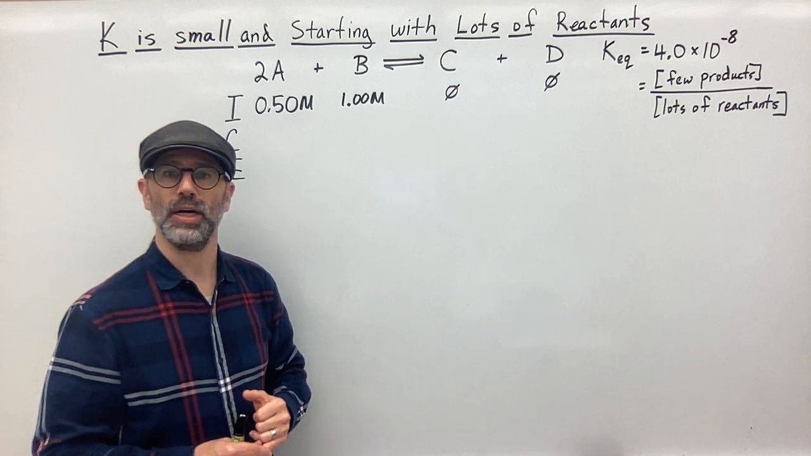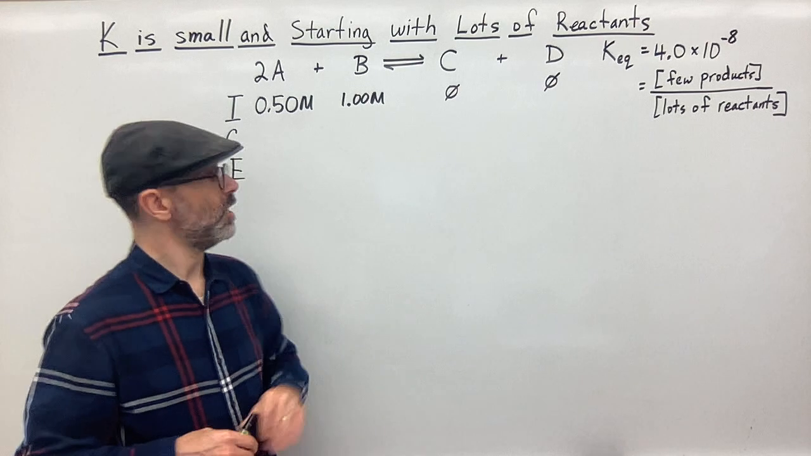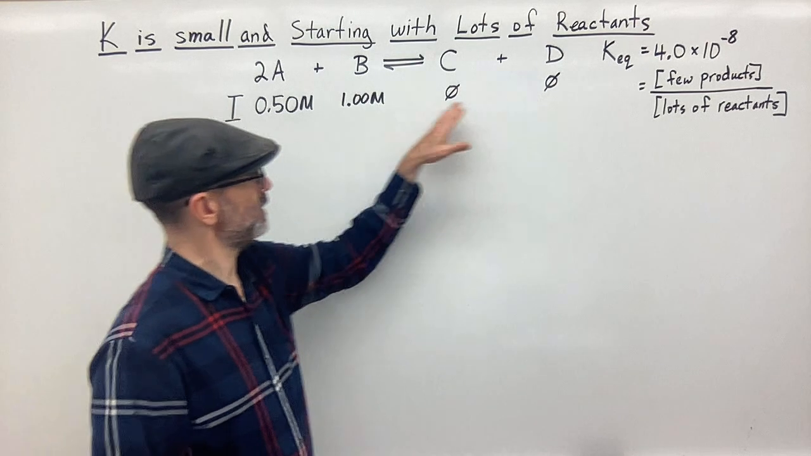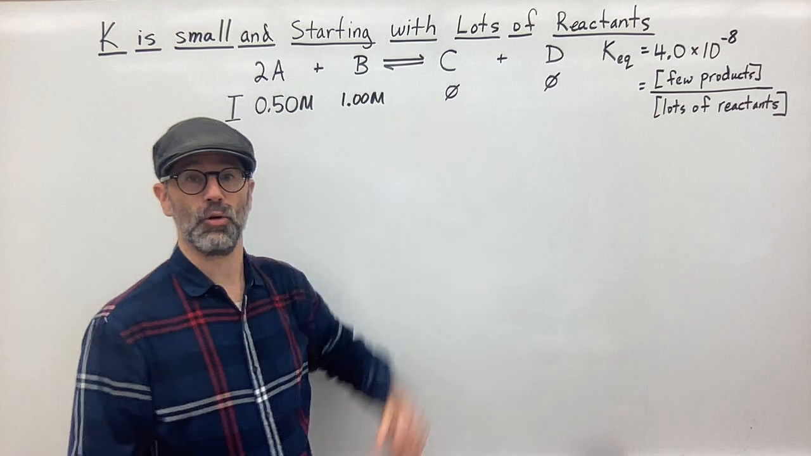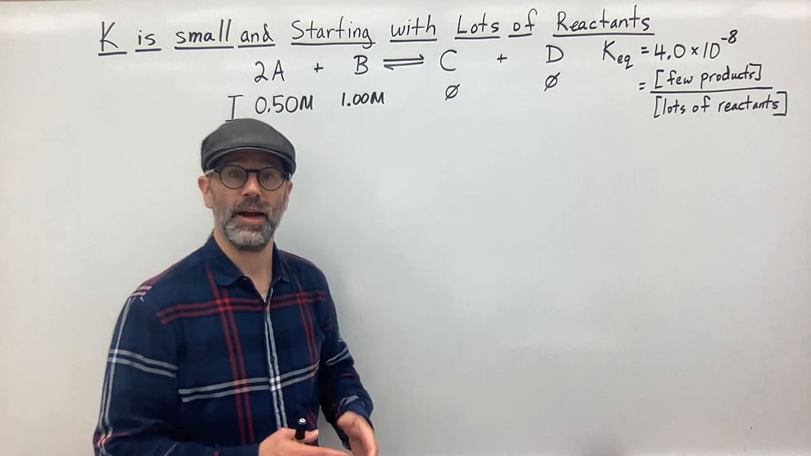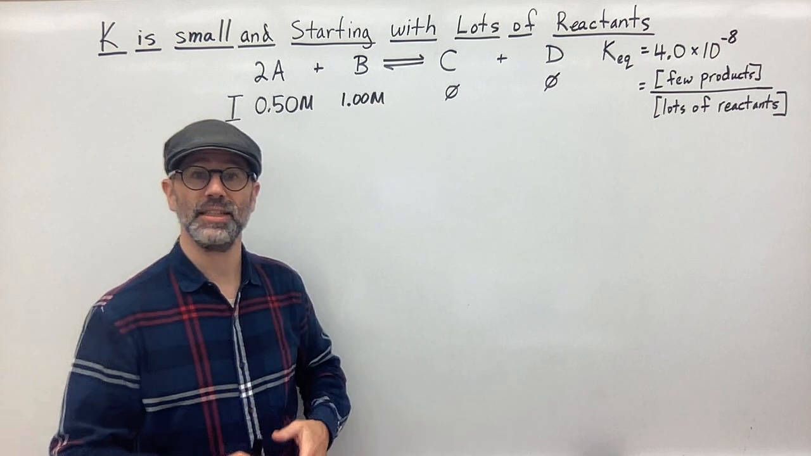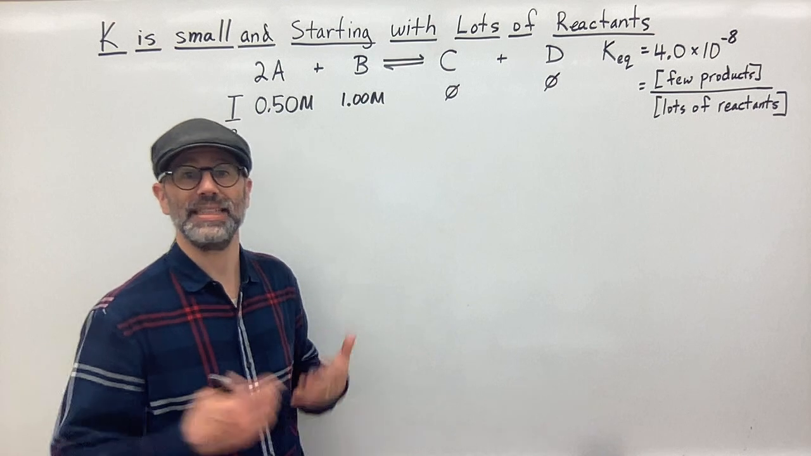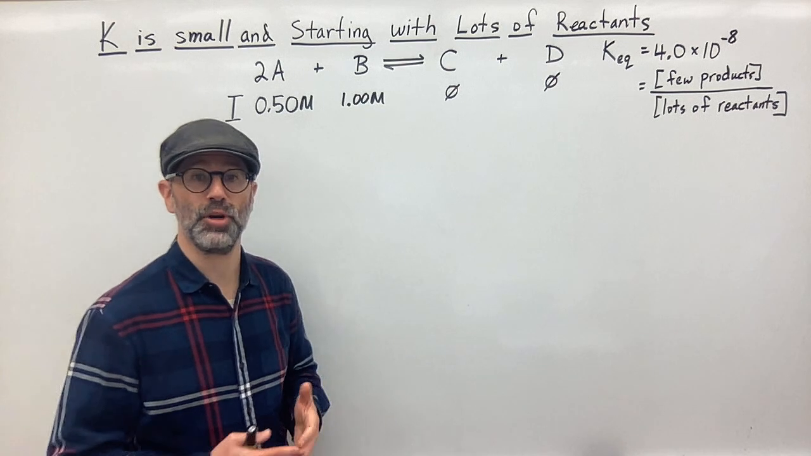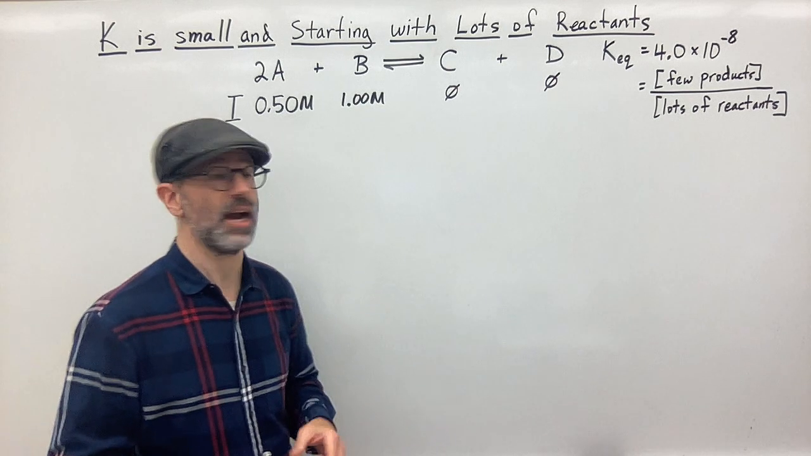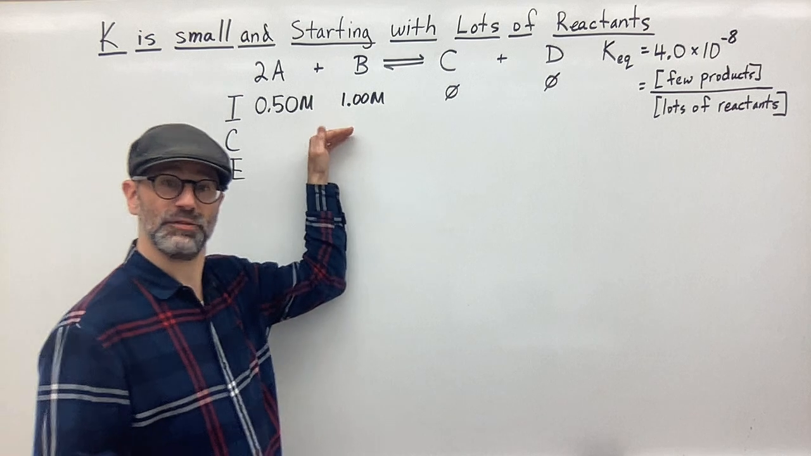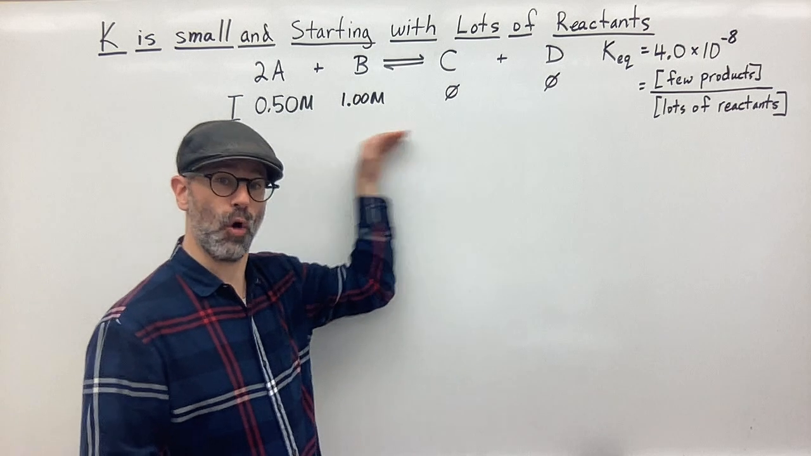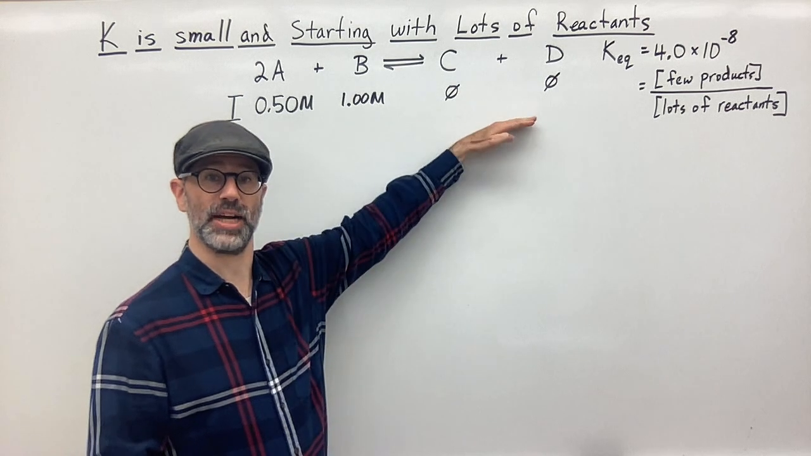Now I have to figure out which way it is shifting. Since I have zero product, according to Le Chatelier's principle, it's going to shift in the direction in order to make product. I can't have zero product at equilibrium. Some product must be there. So it's got to shift to make more product. So I know for a fact it's going to shift in this direction.